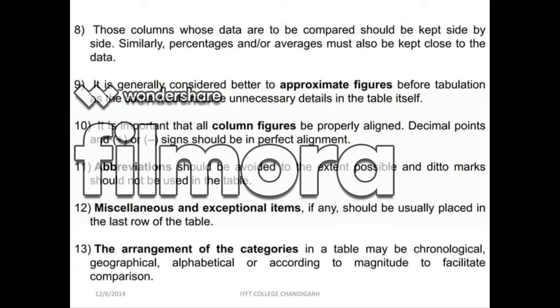And the 12th principle says miscellaneous and exceptional items, if any, should usually be placed in the last row of the table. And the last one, the arrangement of the categories in the table, should be chronological, geographical, alphabetical, or according to magnitude to facilitate comparison.